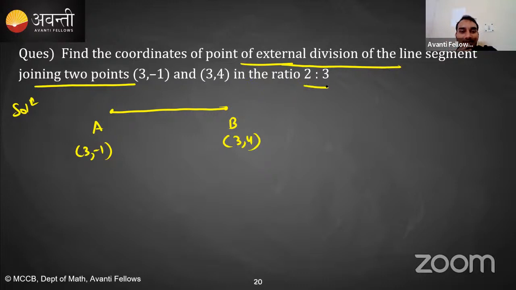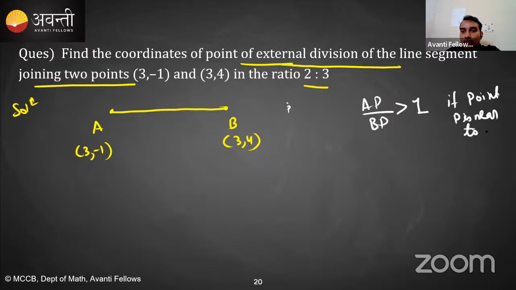The ratio is 2:3. So tell me, students, if you say that point P is here, like this, yes or no? Then P is near to B, right? So AP upon BP should be greater than 1 if point P is near to B. Yes or no? I'm strictly right: if point P is near to B, this is the same.